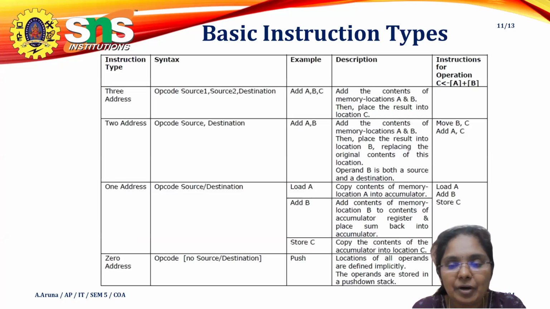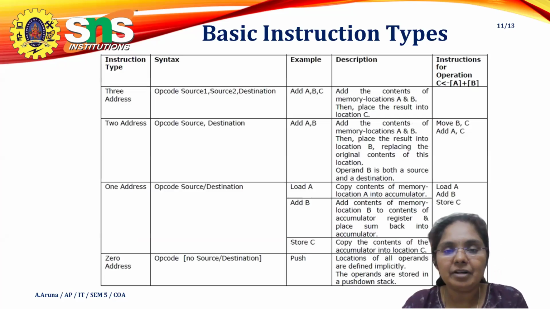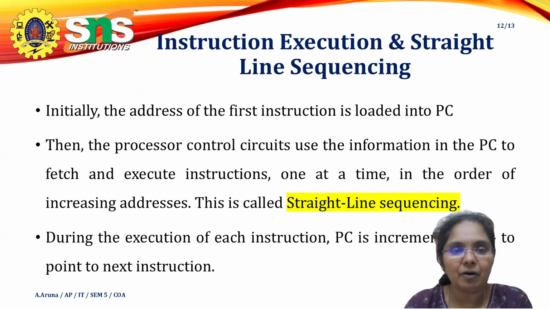What is the difference between 1 address and 2 address? In 1 address, there is an opcode along with either a source or a destination. But in 2 address, there is an opcode as well as a source and a destination. In 3 address, there is an opcode, two sources, source 1 and source 2, and a destination. For example, in 3 address: add the contents of memory locations A and B and place the result in location C. This is how it works. These are the various examples. This is a very important question: what are the basic instruction types in computer architecture?